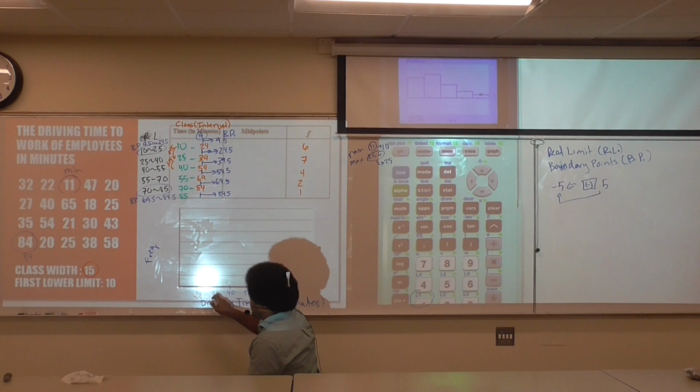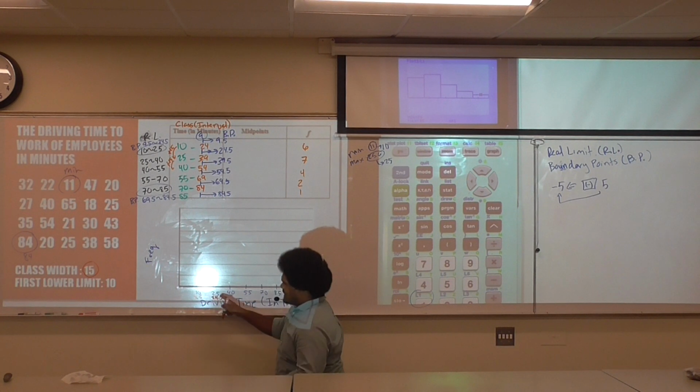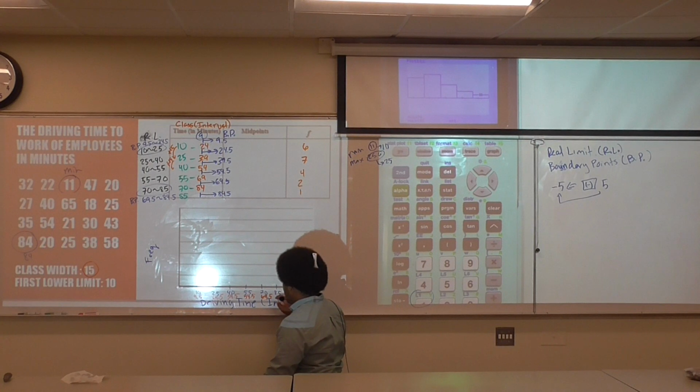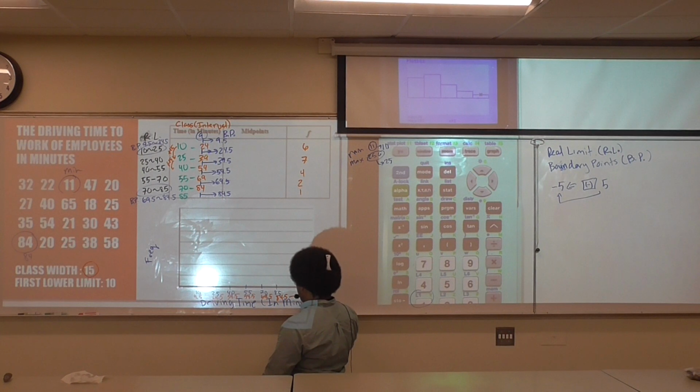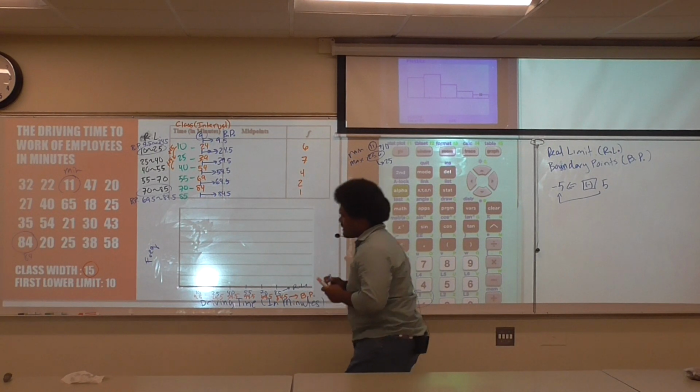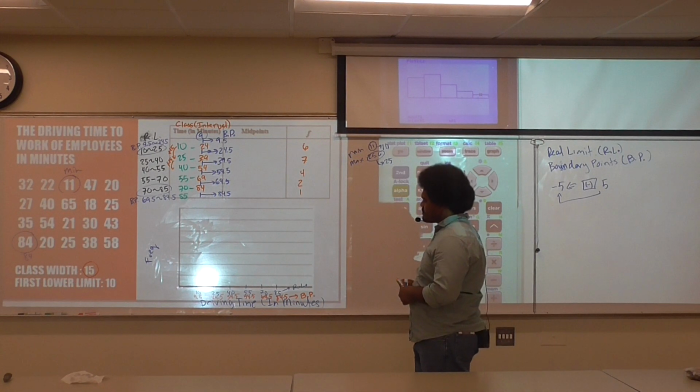So over here, 24.5. And once again, it is just going halfway down, because we're in the ones. So over here, 39.5. Over here, 54.5. Over here would be 69.5 and 84.5, where we know that these are our boundary points. Well, these guys right here were our real limits. Okay, so it depends what you have and how they want you to get things done.